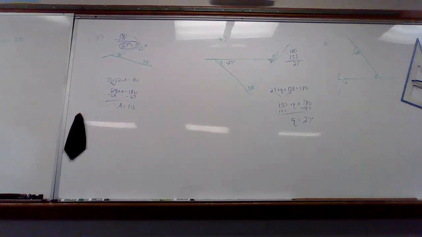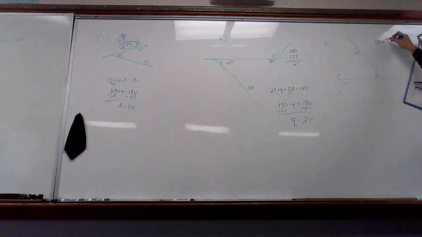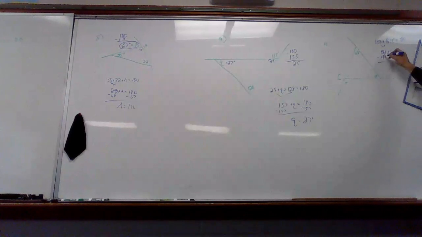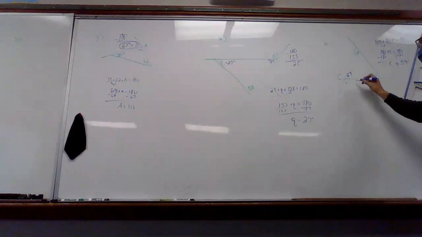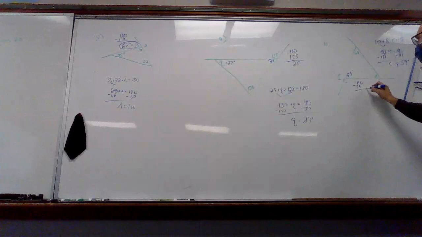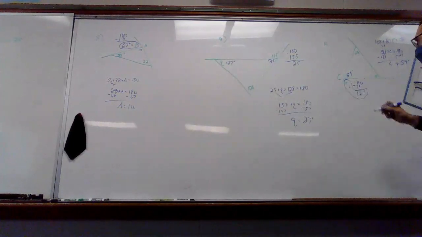Still with me? Last but not least, I need to find this angle. 103 plus 18 plus C equals 180. 103 plus 18 is 121 plus C equals 180. Solve my equation by using the additive inverse, which is subtracting. C equals 59 degrees. So this is 59 degrees. To find R, I do 180 minus 59, which gives me 120 degrees. So R equals 121 degrees.